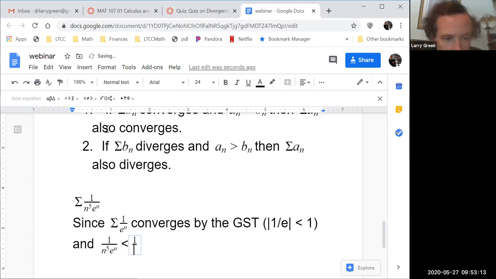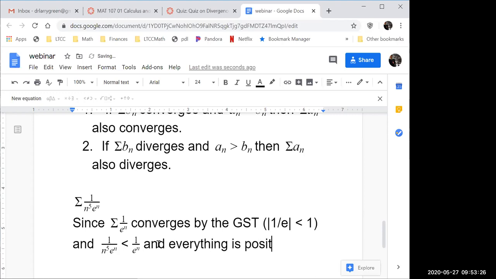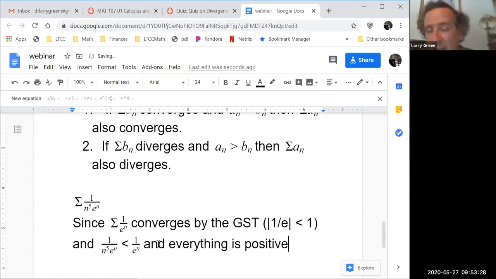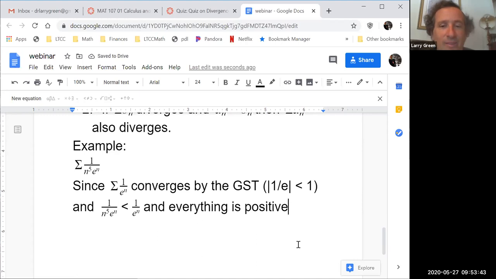Oh, sorry, 1 over, yeah, e to the n. Okay, and by the way, everything's positive. You should always note that. You don't want negative anything, but there's no negative in anything in this example. Do y'all agree? But I didn't write down the word example. Yeah, now I'm happy. All right, so now, what can we say?